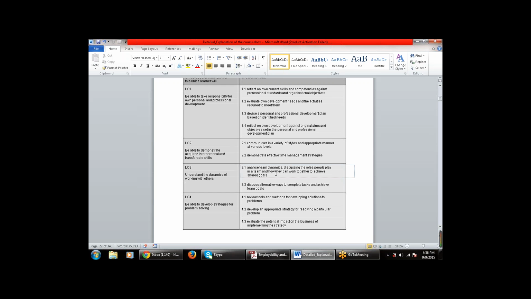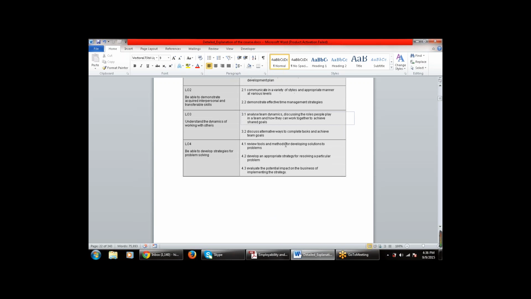Then LO4, that is be able to develop strategies for problem solving. This includes three parts: review tools and methods for developing solutions to problems, then develop an appropriate strategy for resolving a particular problem, then evaluate the potential impact on the business of implementing the strategies, that is how to implement the strategies and how to use them with the various concepts.